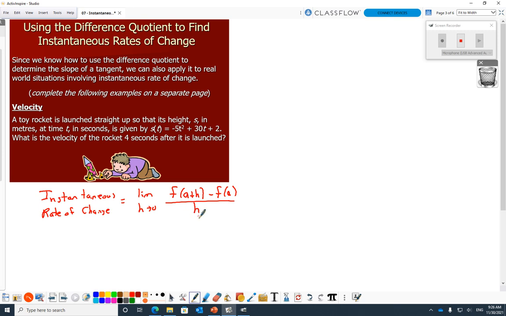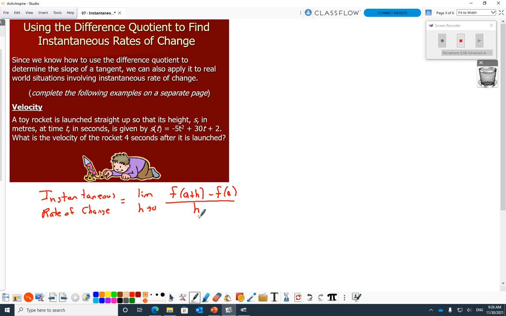If you're still having trouble understanding this, I tried really hard in the first example to explain carefully where this comes from. So you can rewind the video, or you can go back and check that explanation out again so you understand exactly where the difference quotient comes from and why there's a limit as h approaches 0 out there.